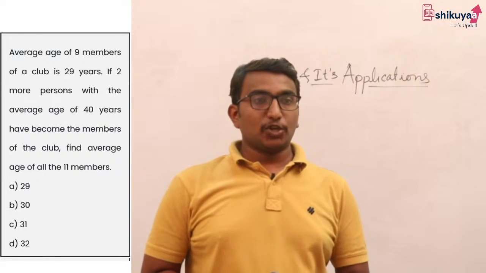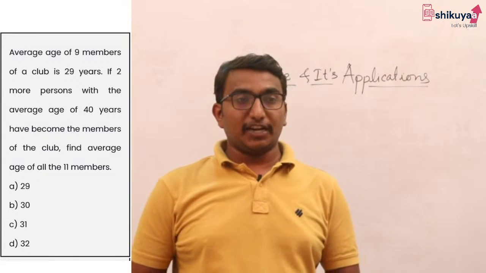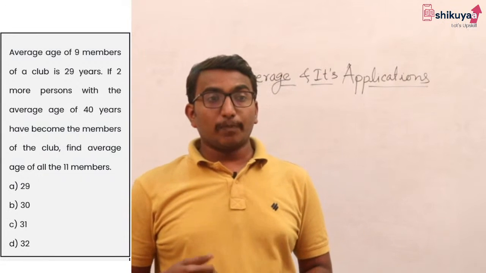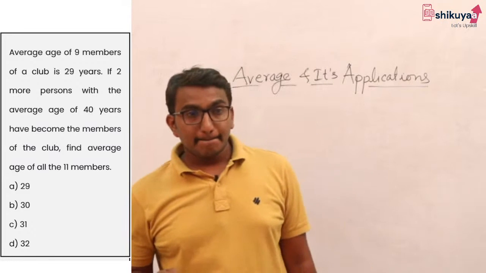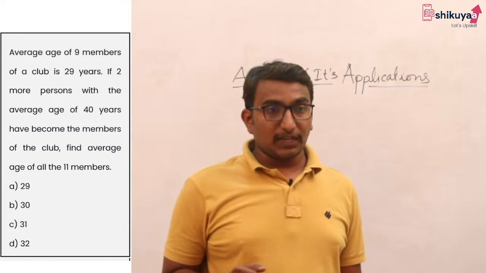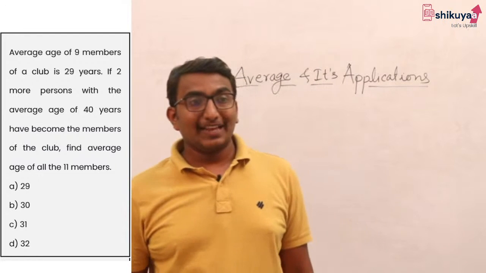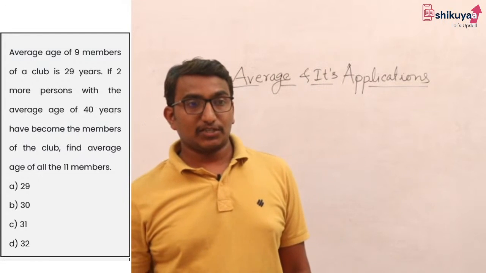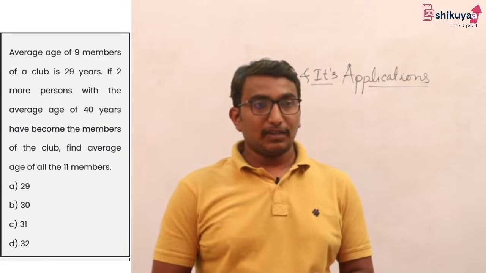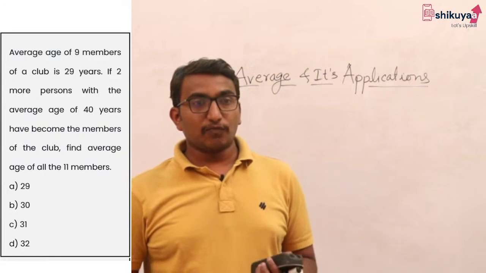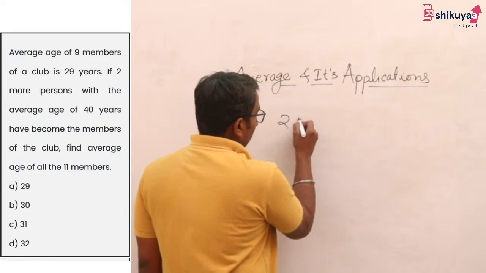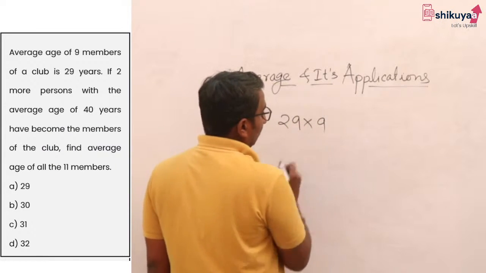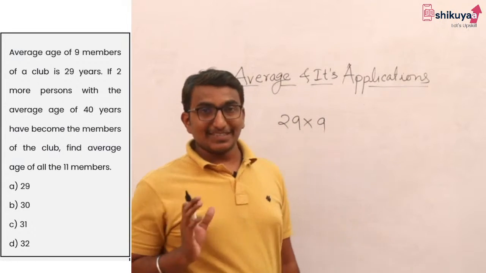The average age of 9 members of a club is 29 years. If two more persons with the average age of 40 years have become members of the club, find the average age of the 11 members. Very simple. Again, the average age of 9 members of a club is 29 years. So what is the summation? 29 into 9. Now this is the actual summation.